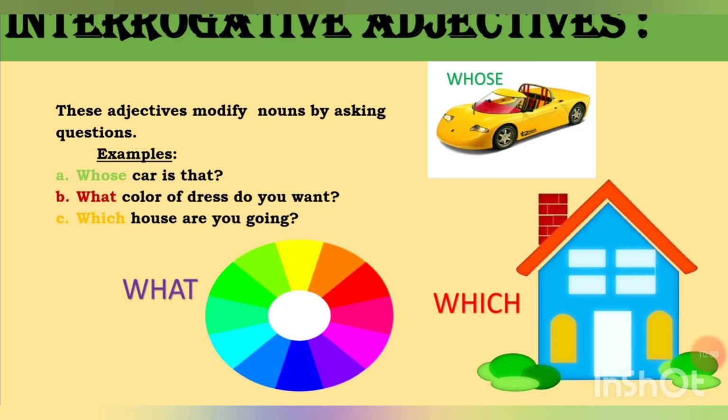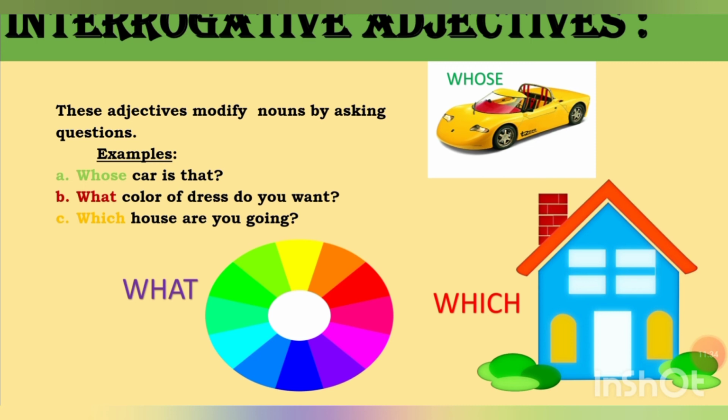Now, interrogative adjectives. What does the word interrogative mean? These adjectives modify nouns by asking questions. So, interrogative adjectives are those adjectives that ask questions. For instance, here are some of the words that I use for interrogative adjectives. The first one is, whose car is that? Look at the car. Whose car is that? The word whose is an interrogative adjective because it's asking a question.